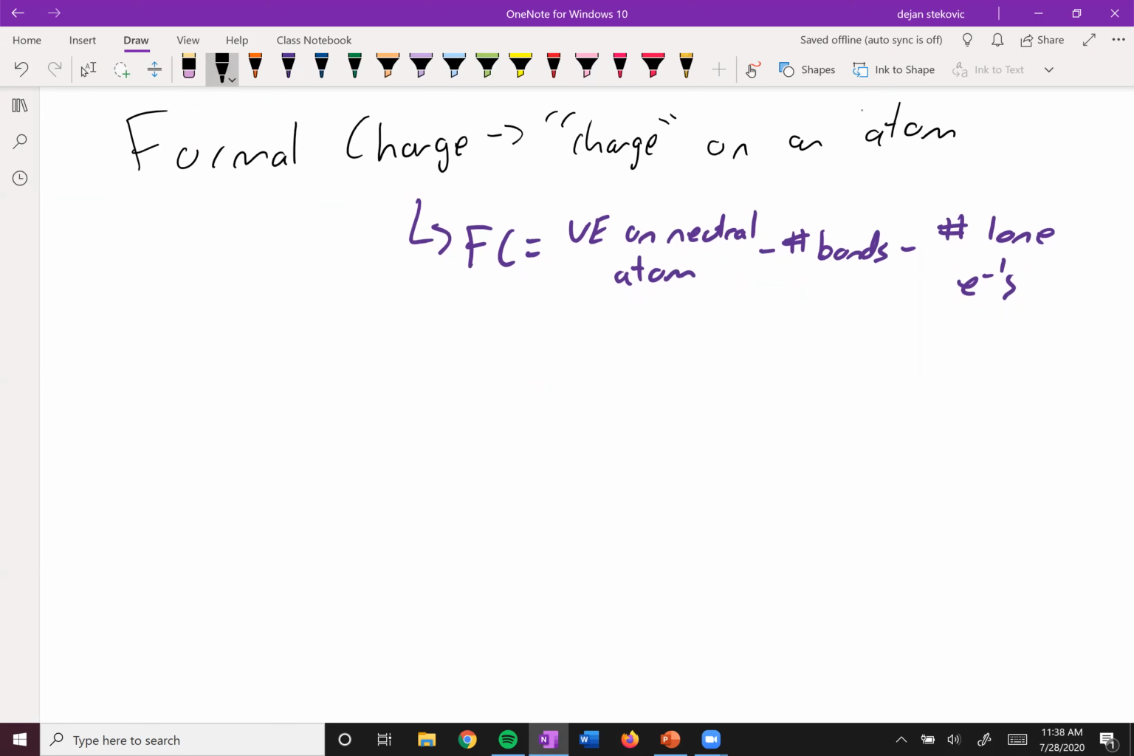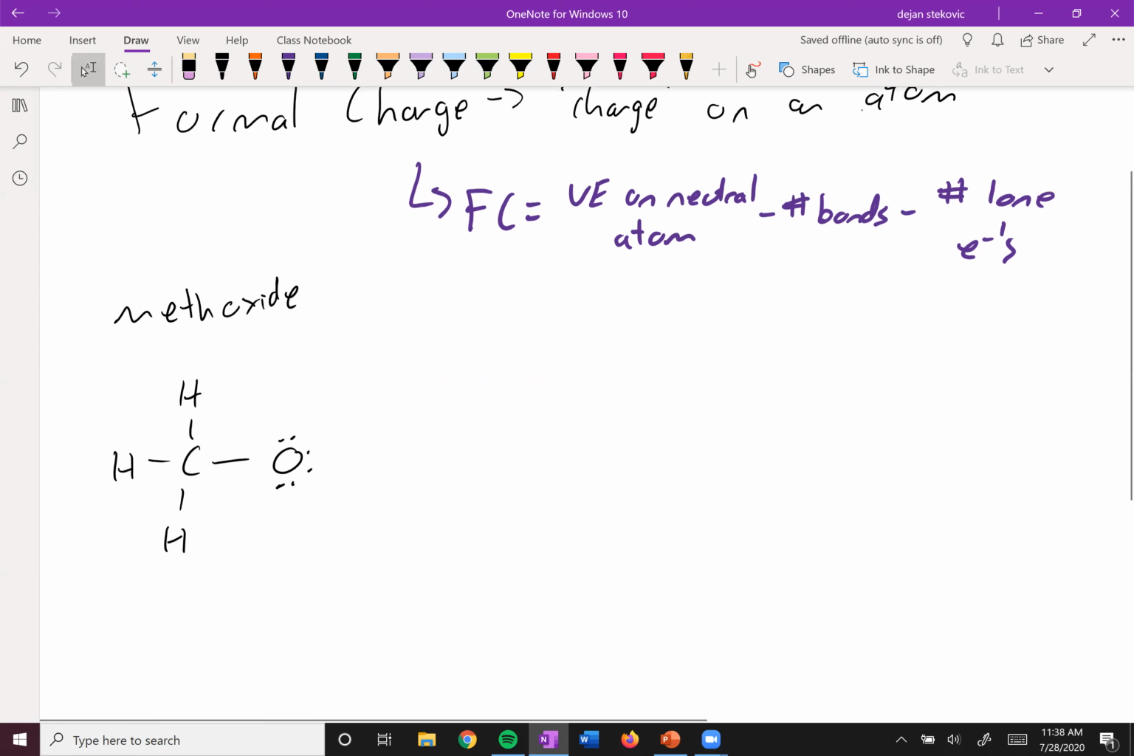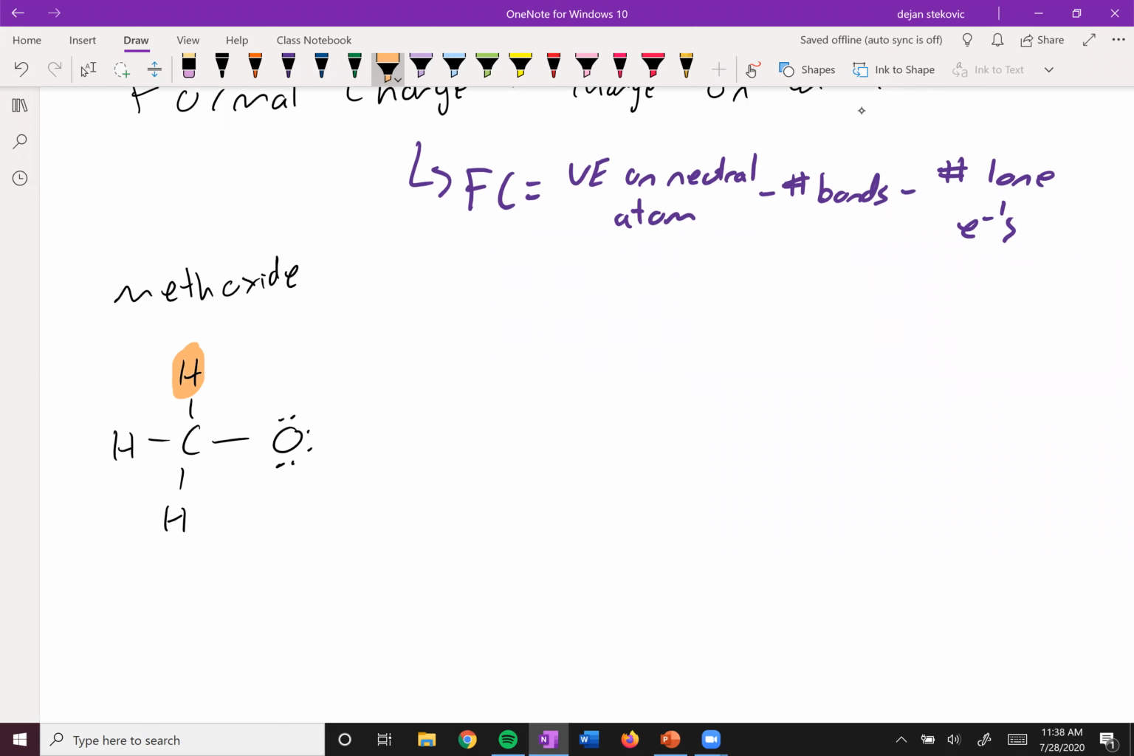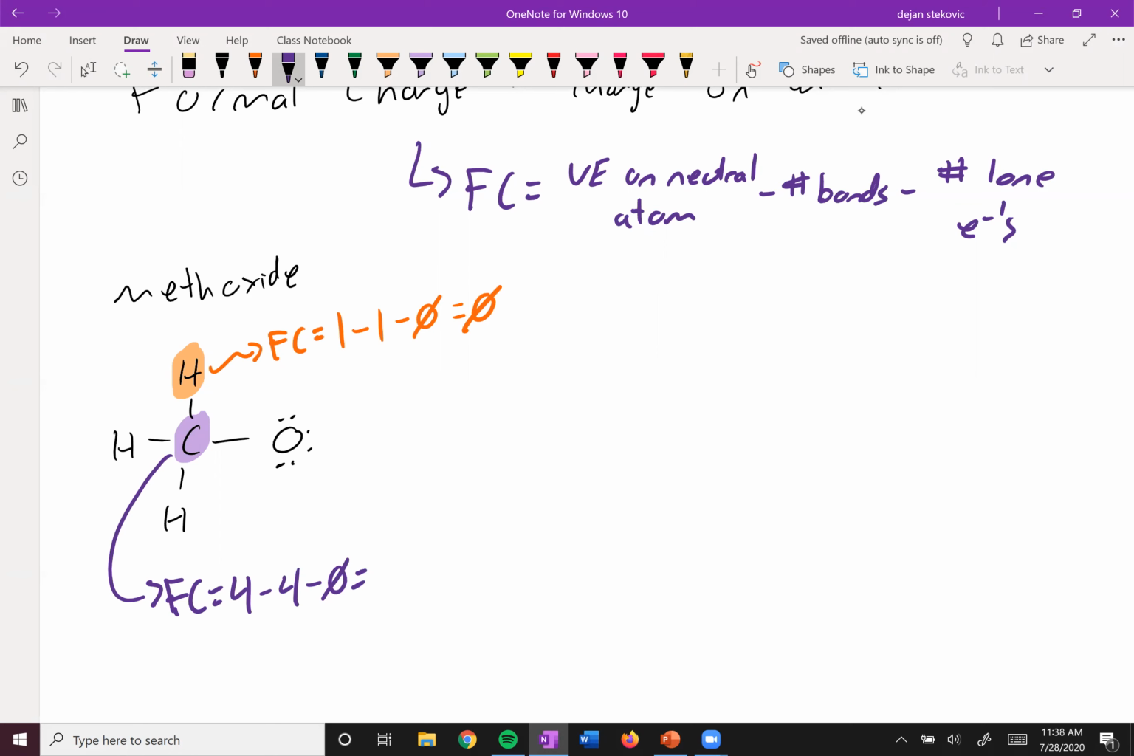So let's take a look at an example with methoxide. In methoxide, we have a carbon with 3 hydrogens connected to an oxygen that has 6 valence electrons. So let's calculate the formal charges on everything. Hydrogen normally has 1 valence electron. Here it's got 1 bond and then 0 lone electrons for a formal charge of 0. Let's check out this center carbon. Carbon normally has 4 valence electrons. Here it's got 4 bonds and no lone pairs for a formal charge of 0 as well.